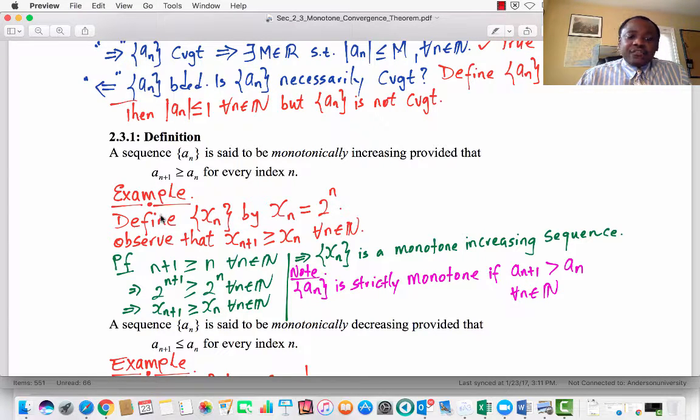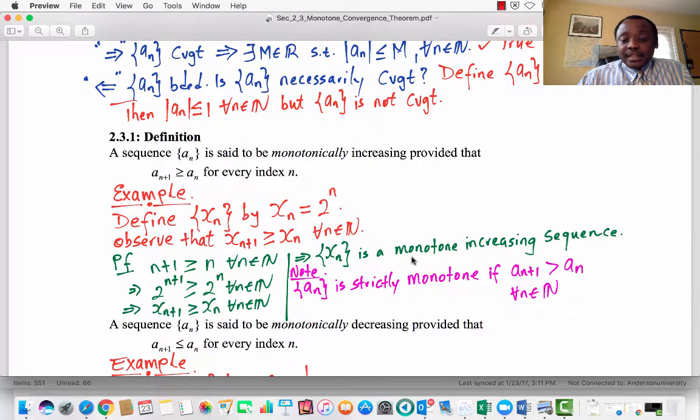For example, define the sequence xn by xn equals 2 raised to the power n. Then x(n+1) is greater than or equal to xn for every natural number n. Let's go ahead and prove it very quickly. For every natural number n, n+1 is greater than or equal to n. So this means 2 raised to the n+1 is greater than or equal to 2 raised to the power n, and that holds for every natural number n. But by the definition of our sequence xn, this is x(n+1) greater than or equal to xn. In other words, the sequence xn is monotone increasing.